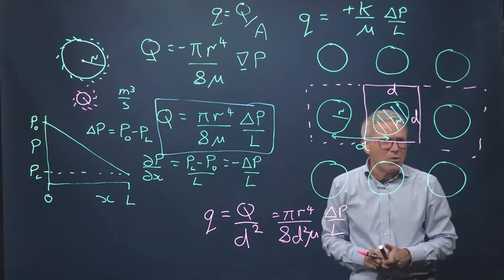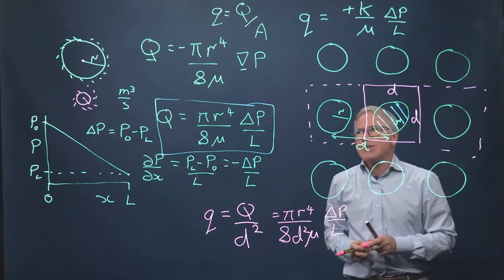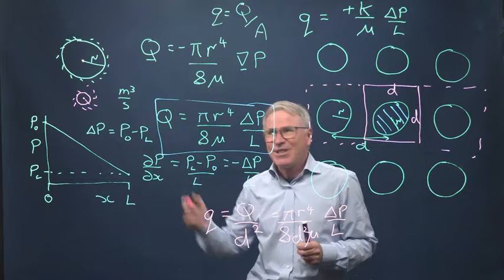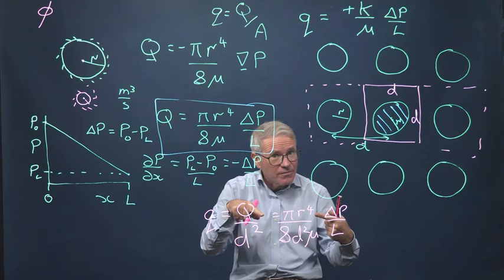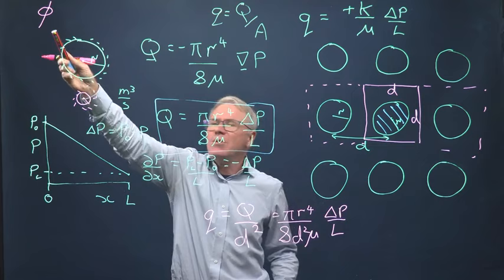So let's define porosity. Porosity is a fundamental concept in porous media. Maybe I should have introduced it earlier. Porosity is the fraction of the total volume of the porous medium, solid and voids, that is void space. Now, porosity is given this symbol phi. This is a Greek letter.